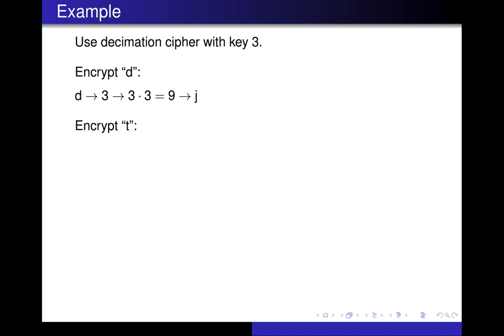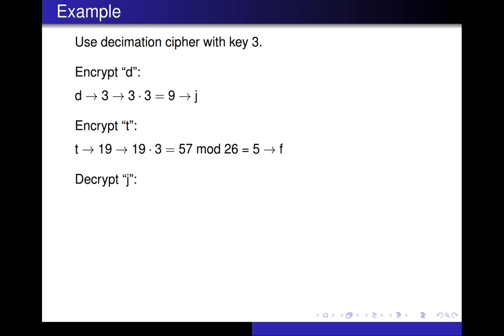Now if we were trying to encrypt T, that would be basically the same process. We're going to take T, that's 19 when you take the number version of it. We're going to multiply that by 3 to give us 57. We have to mod that out by 26 because 57 is bigger than 26. That'll give us 5, which is the letter F.